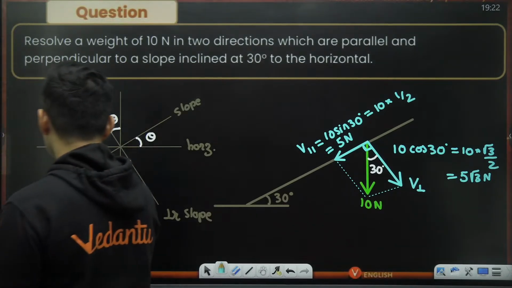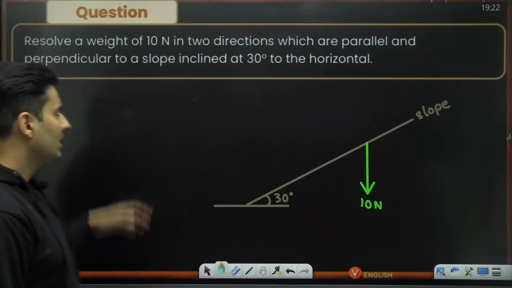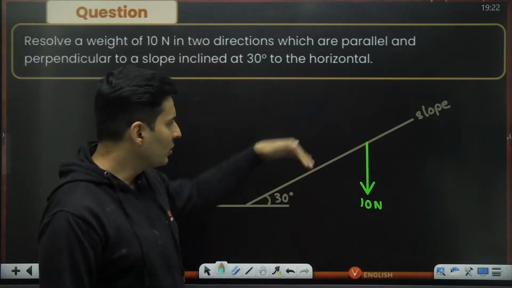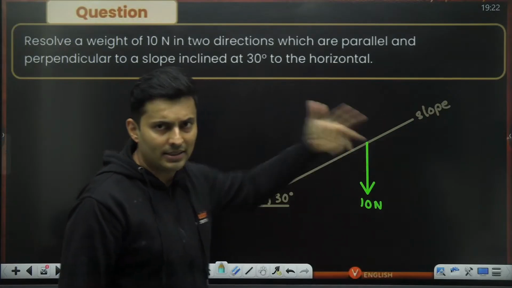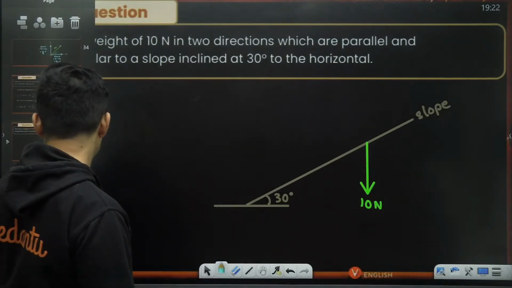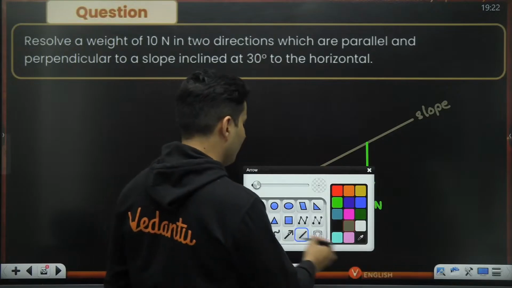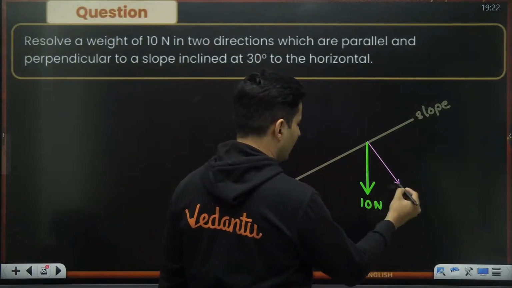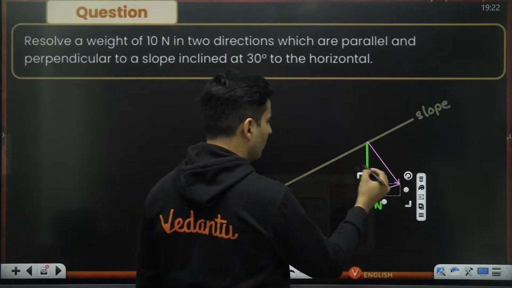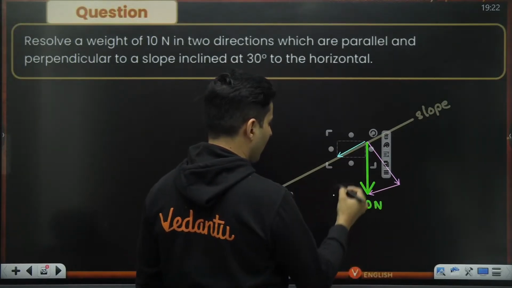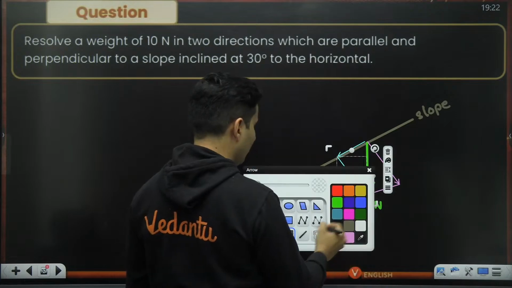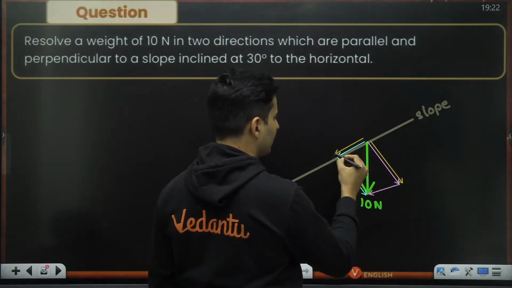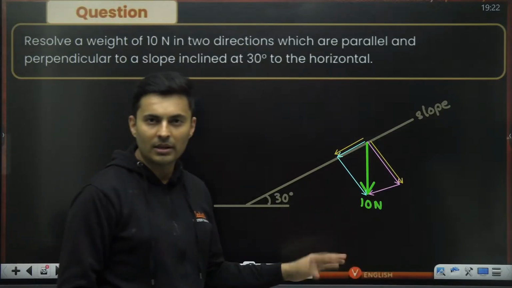So just to go through the problem again, this problem said there is a weight which will always act down, and we had to split it into two parts. There were multiple ways of splitting it into two parts, which are parallel and perpendicular. One way was to go like this and then like this. Another way was to go like this and then like this. And another way, of course, was to split it like this and then like this. All three are the same thing only.